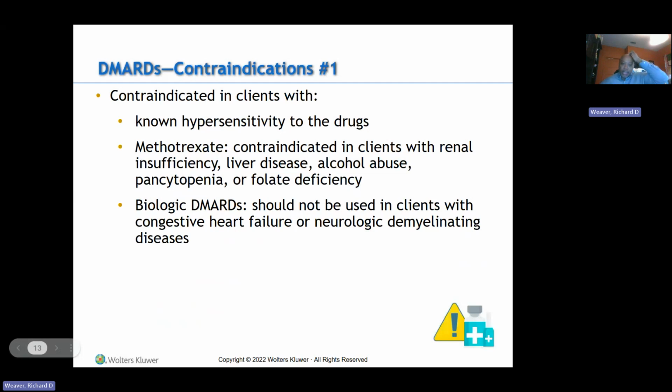The methotrexate, I wanted to touch on why, for example, it should not be given to patients with folate deficiency. This drug, methotrexate, blocks folate metabolism. So methotrexate works by inhibiting what is called the dihydrofolate reductase. And don't get so hooked up on the word.